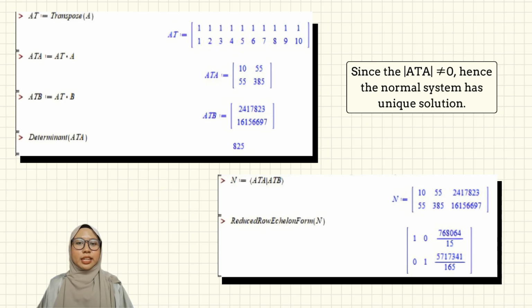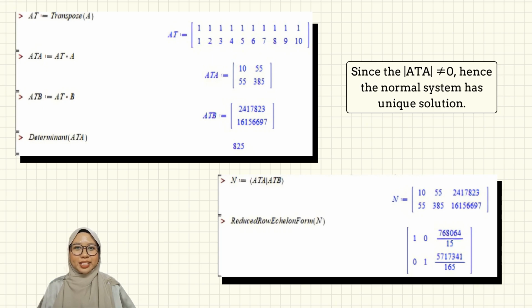Since the system is inconsistent, we need to apply the least squares method. First, we need to transpose matrix A. Then multiply the transpose matrix by matrix A. After obtaining matrix A transpose A, we compute matrix A transpose B. We need to find the determinant of matrix A transpose A. Since it is not equal to 0, the normal system has a unique solution.